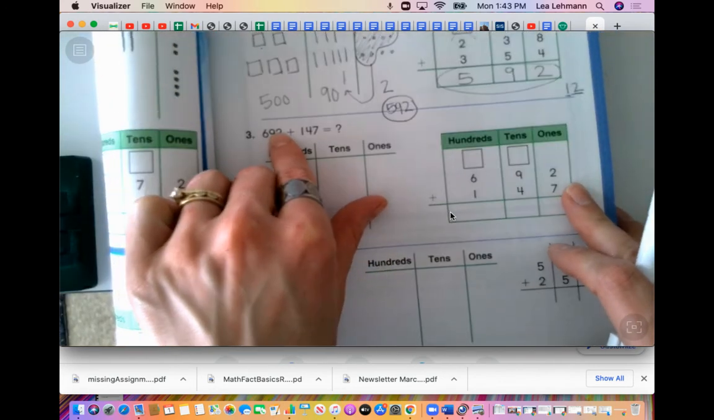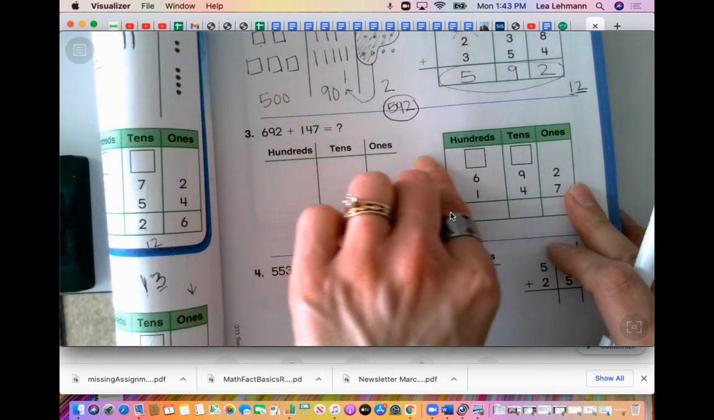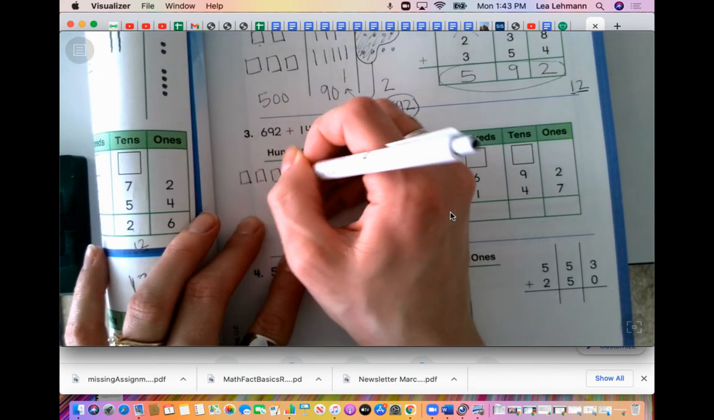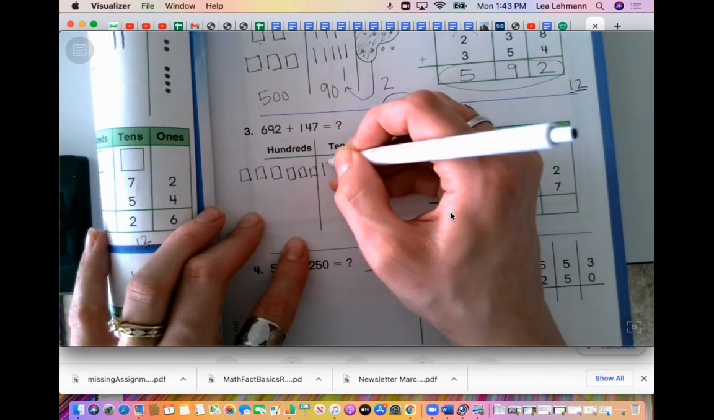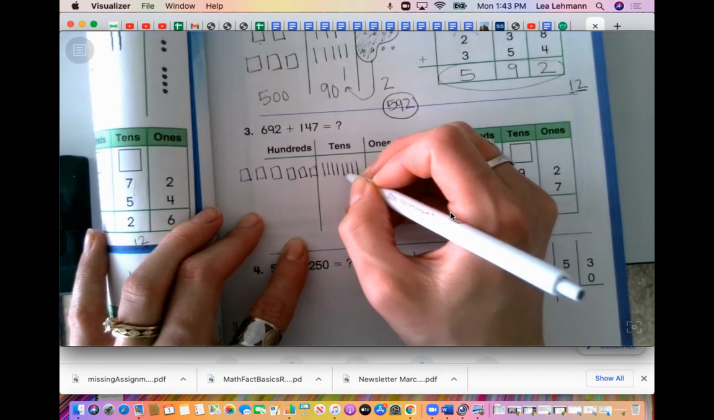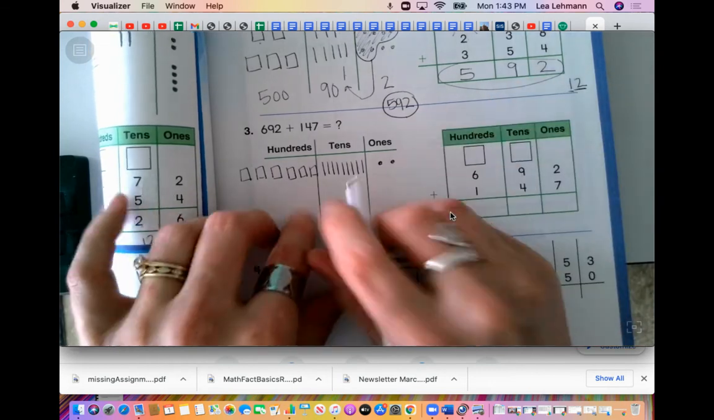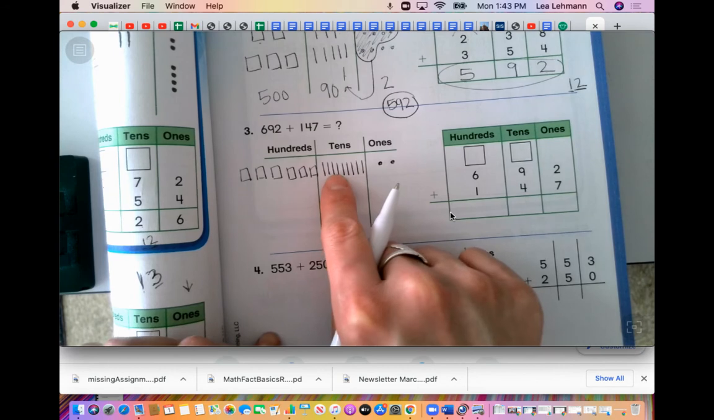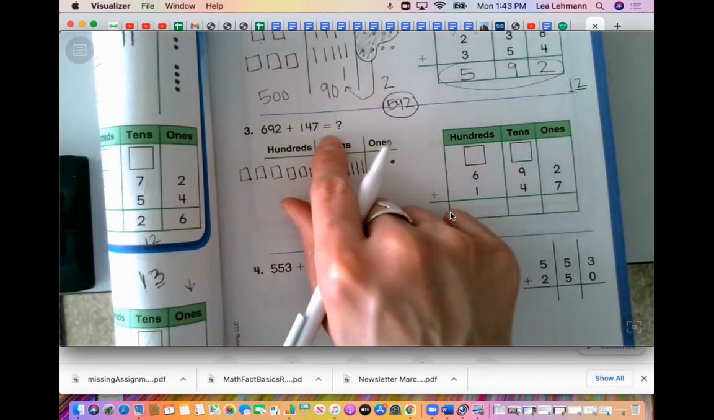Okay, 692 plus 147. So real small, draw 600, draw 90, and 2. So I like to draw it kind of the smallest possible. 600, 90, and 2. And then draw your 147.